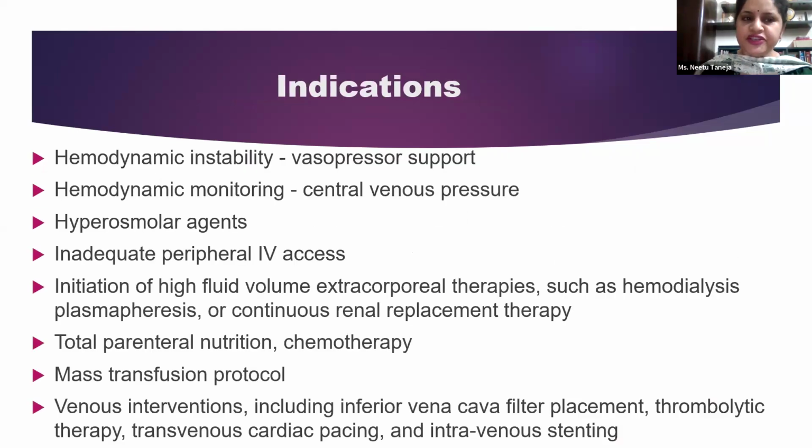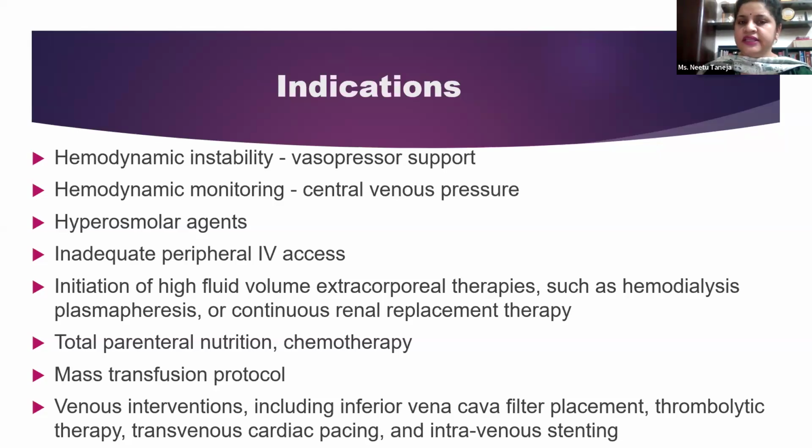Now, a little bit about indications. When we use central venous catheters, this again is very, very important. Whenever there is a hemodynamically unstable patient and you may need to give vasopressor support, you can go for central venous catheters. Or in cases when you have to go for hemodynamic monitoring, like measuring the central venous pressure, then also you may need to go for a CVC. Then there are hyperosmolar agents to give, or when there is inadequate peripheral IV access.